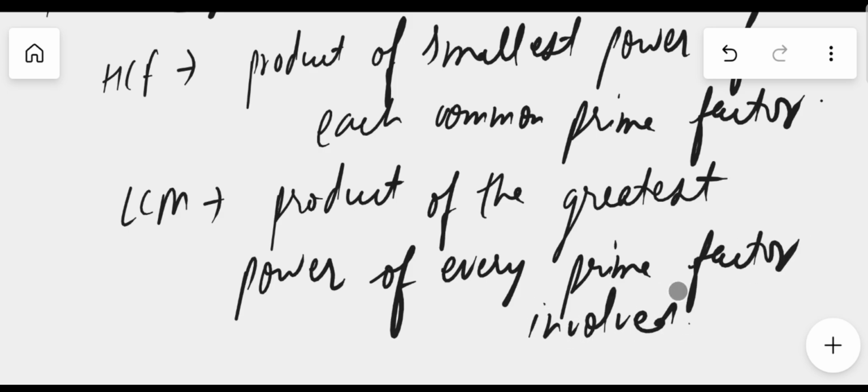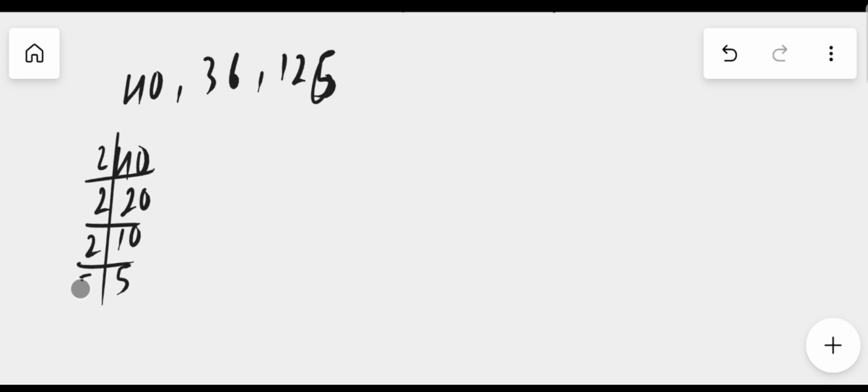Now I'm taking an example of 40, 36 and 126. Find the LCM and HCF of these numbers. First of all, by doing prime factorization, what is the prime factorization of 40? 40 starts with the prime number 2: 2 twenties are 40, 2 tens are 20, 2 fives are 10, and 5 ones are 5.